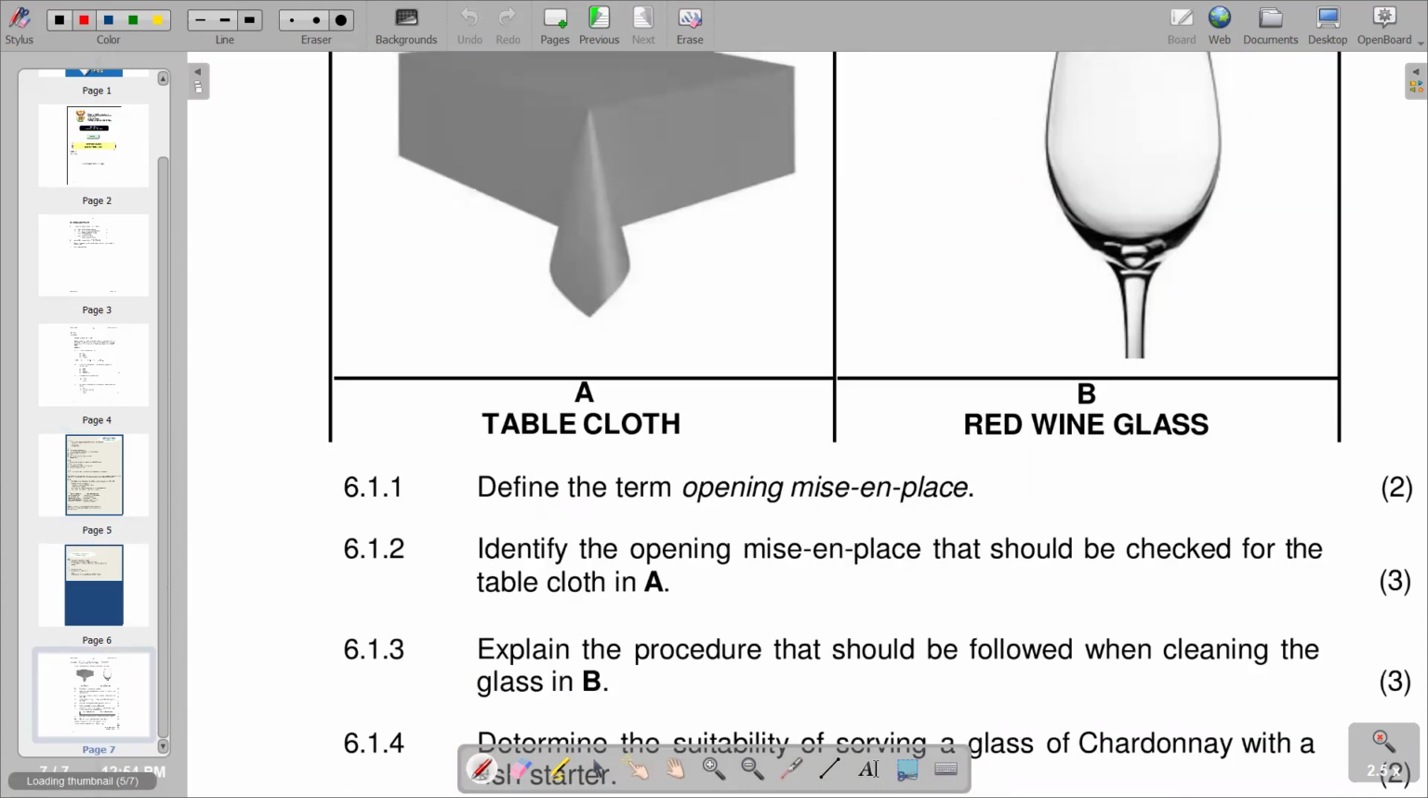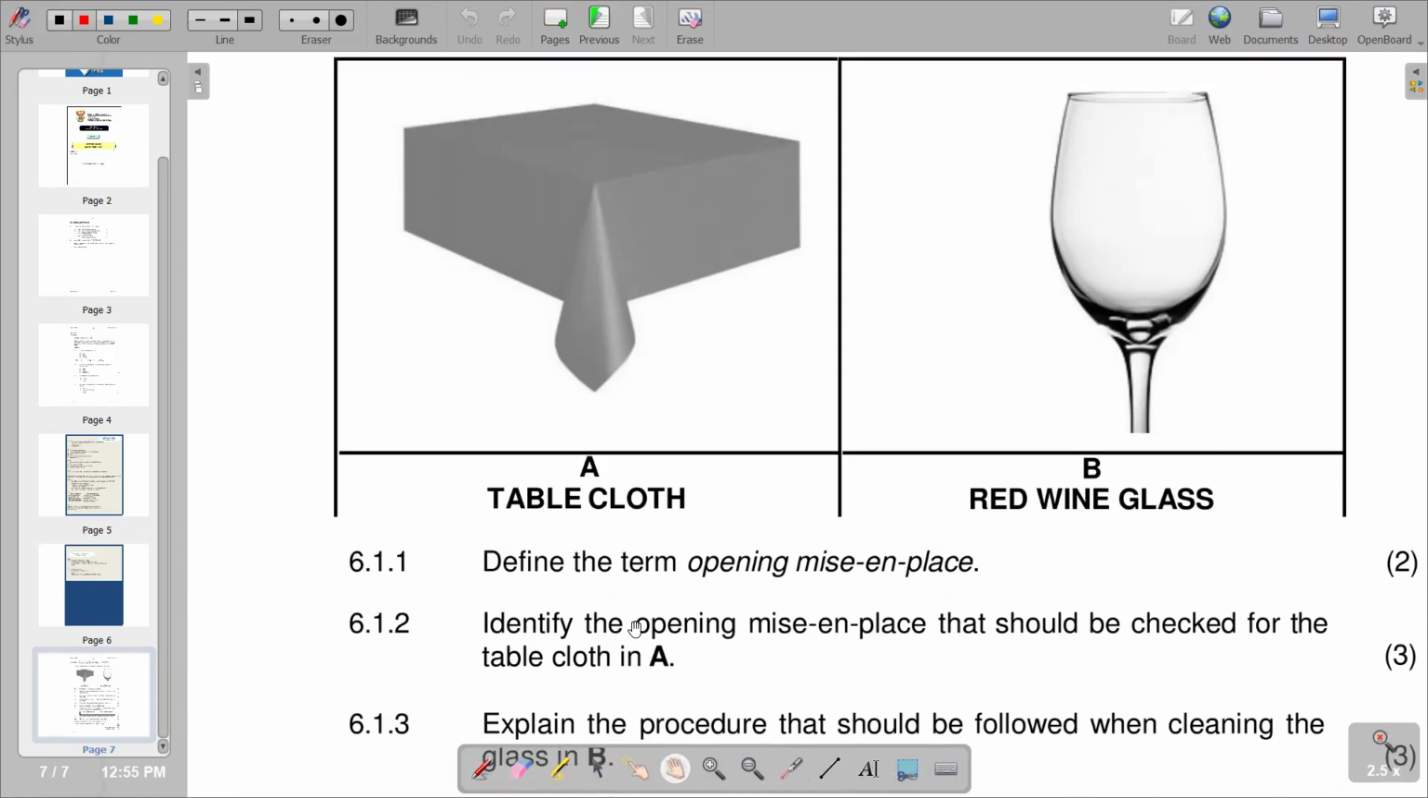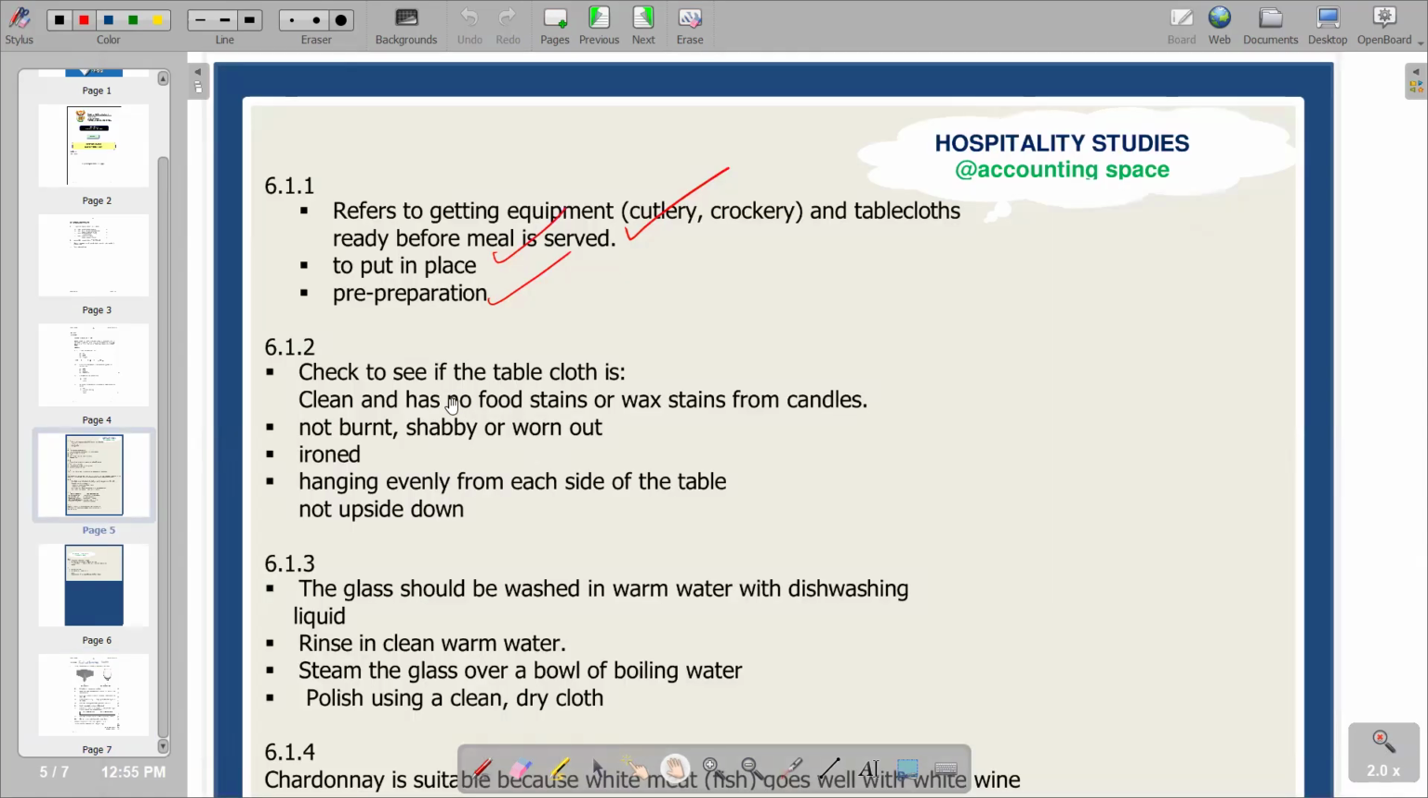We go to the next part of our question, which is 6.1.2. Identify the mise en place that should be checked for the tablecloth in A. So what should be checked in tablecloth A? Remember, we are saying it involves preparation. So how should we prepare tablecloth A? So we have the first point reading, check to see if the tablecloth is clean and there are no food stains or wax stains from candles. So that's what it means.